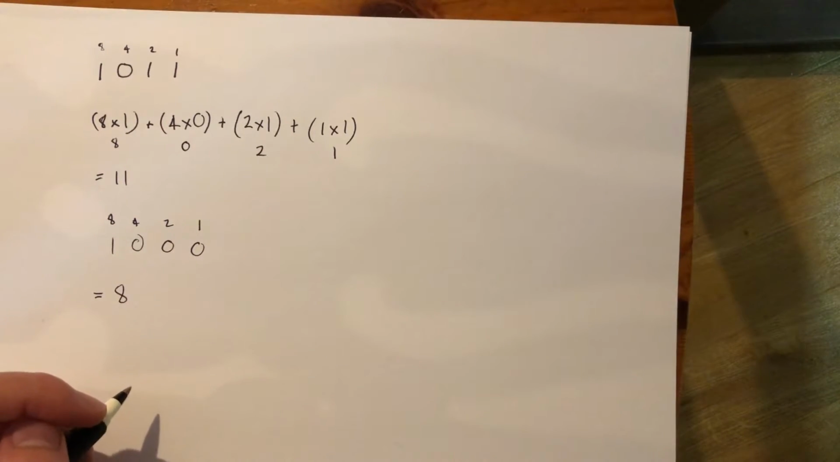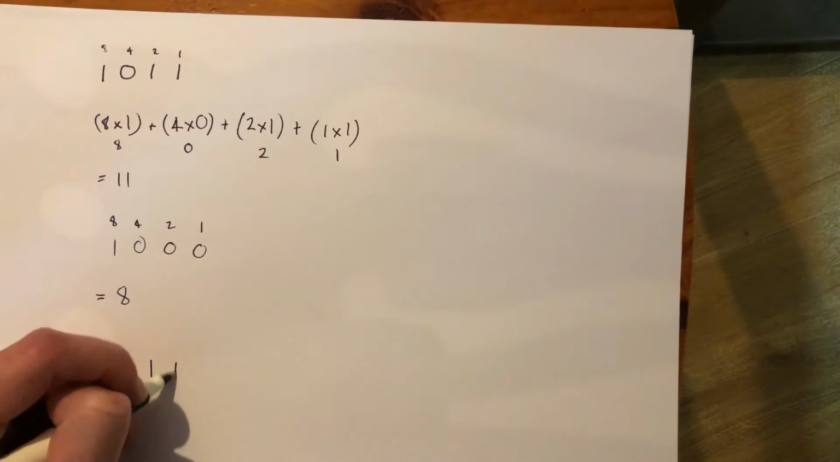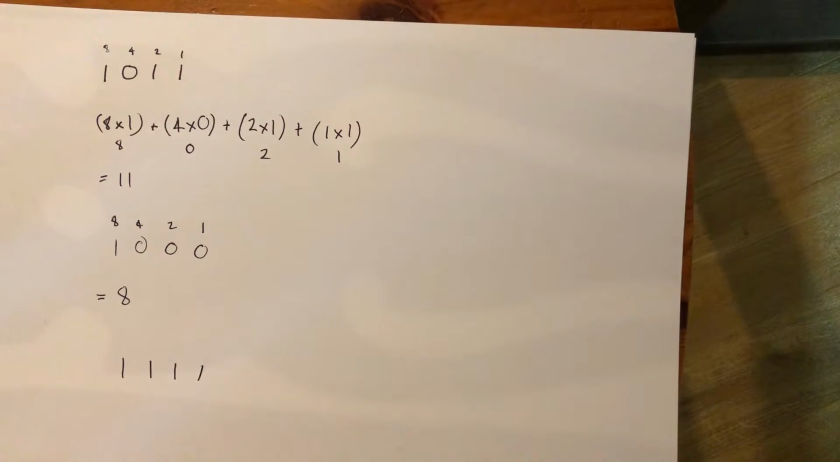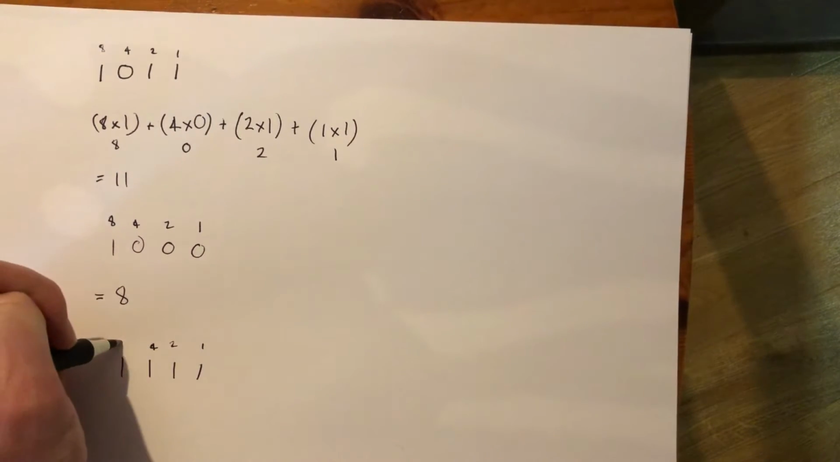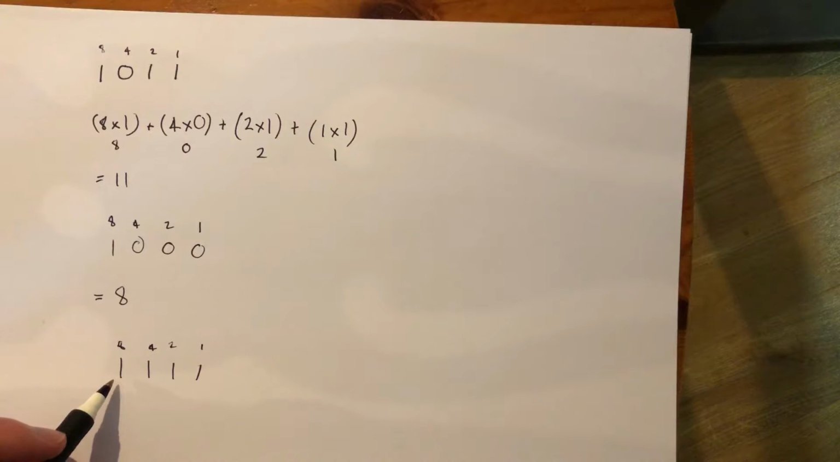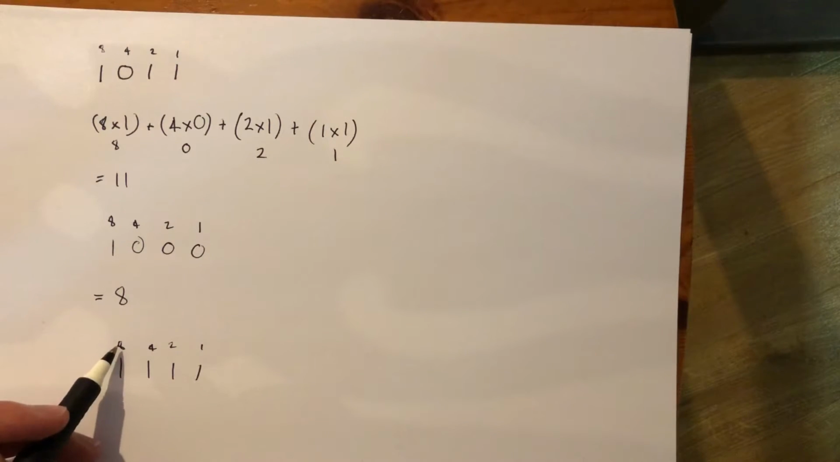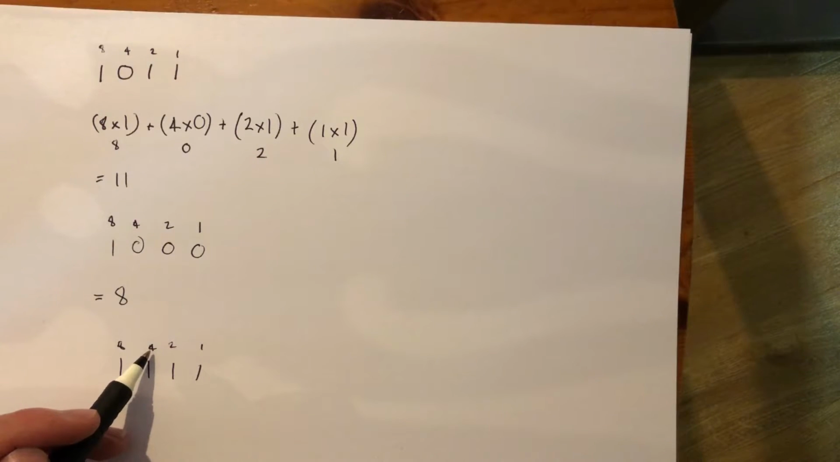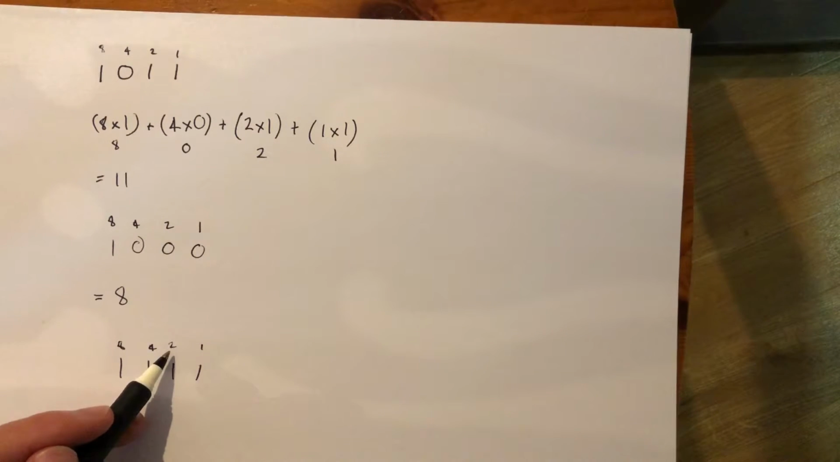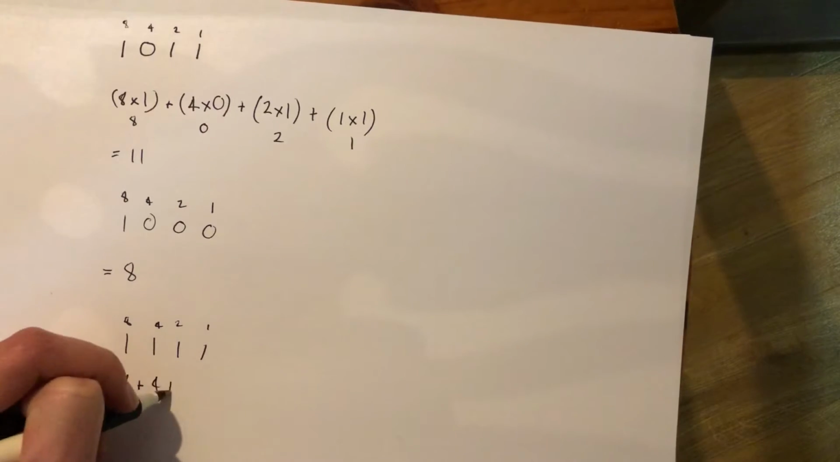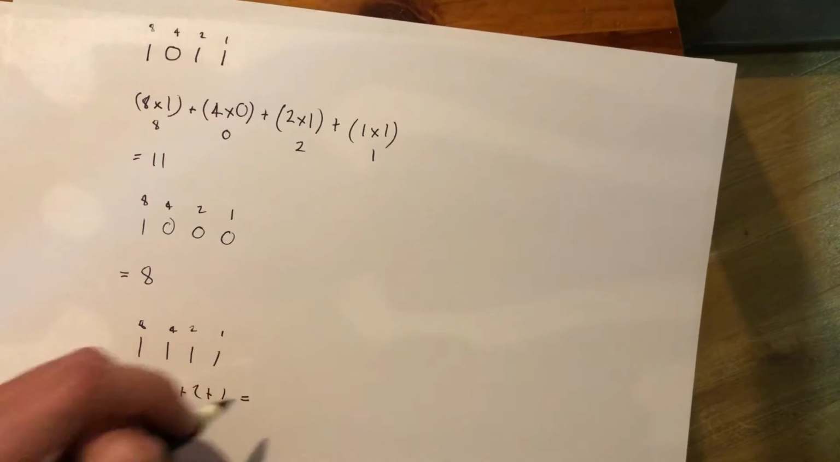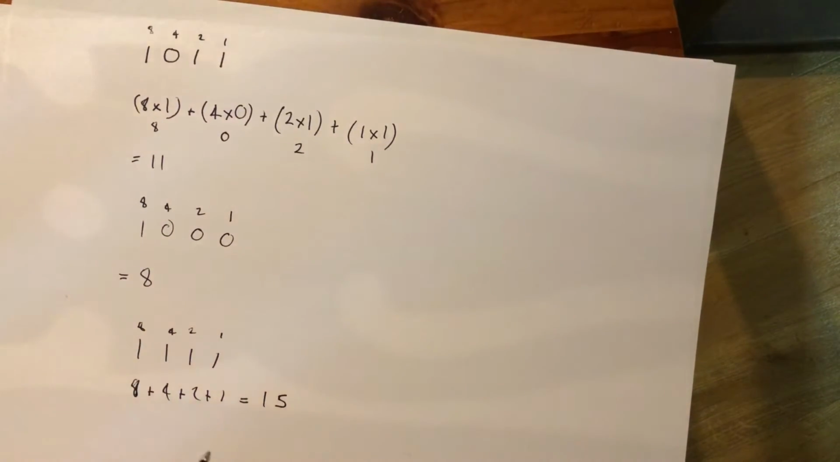Let me do one more. 4-bit binary number, have a go. Okay, we put the place values on, and then each digit that has a 1, we go through in turn. 1 lot of 8, 1 lot of 4 is 12, 1 lot of 2, 14, 1 lot of 1, another 1 to make 15. So we have 8 plus 4 plus 2 plus 1, and that gives us 15.